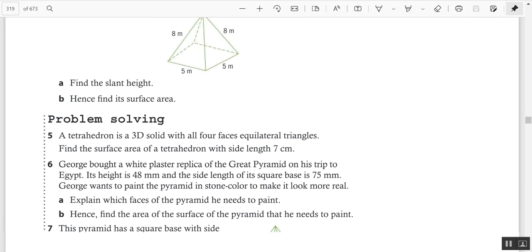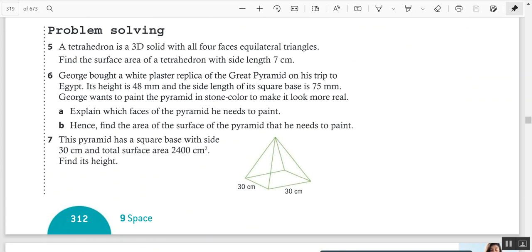You've got this one. Problem solving, tetrahedron. Do you know what a tetrahedron is? Something to do with 4, isn't it? A 3D solid with all 4 faces equilateral triangles. All right, so a tetrahedron is actually 4 triangles, like some people use as dice.